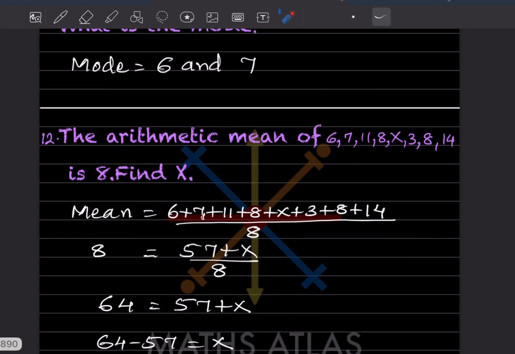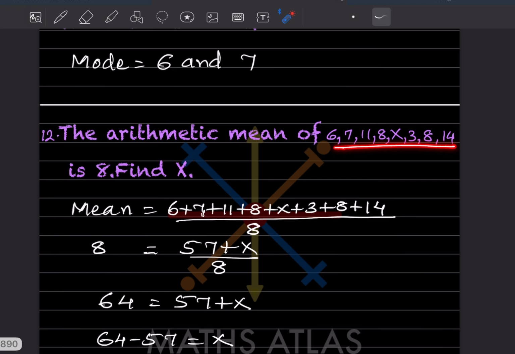The arithmetic mean of these numbers is given as 8 and you have to find x. So what is the mean? It is the sum of all the observations divided by the number of observations. The number of observations is 1, 2, 3, 4, 5, 6, 7, 8, so divided by 8. And the mean is 8, so you will write this 8 below.